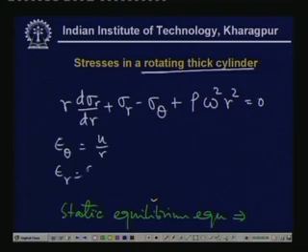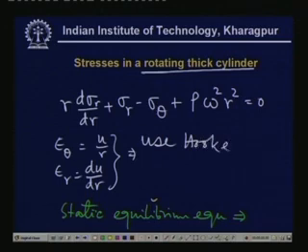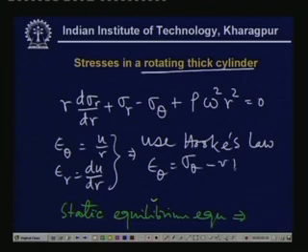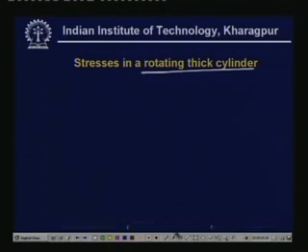Epsilon r is du dr, and then we use Hooke's law. After that we use Hooke's law, that is epsilon theta is sigma theta minus nu sigma r by E, and so on and so forth. Ultimately, when we solve these expressions, we get the following results. Now we solve everything, and I shall write down the final form of these expressions.